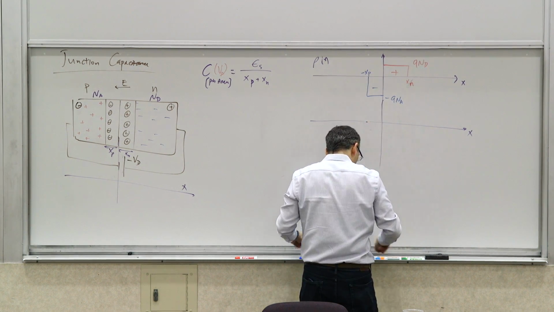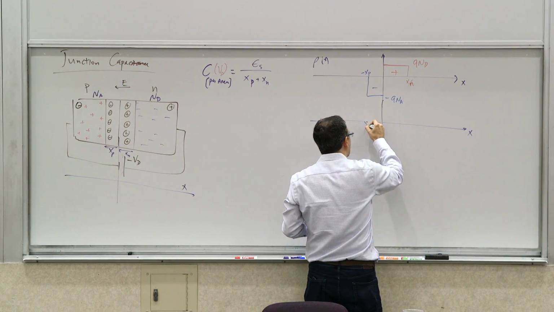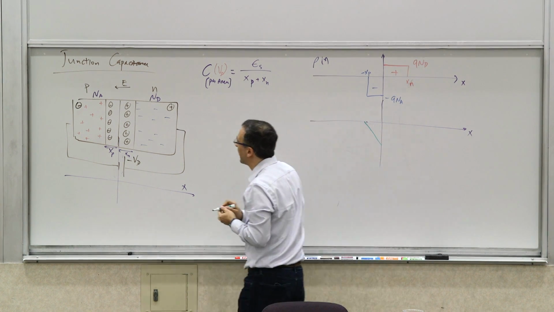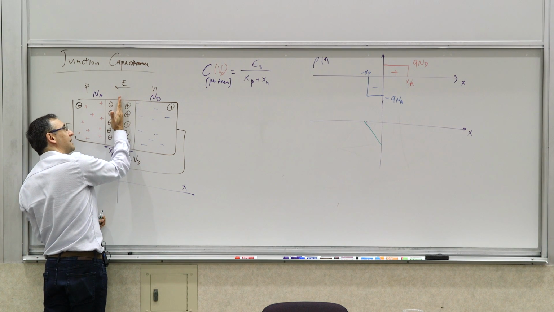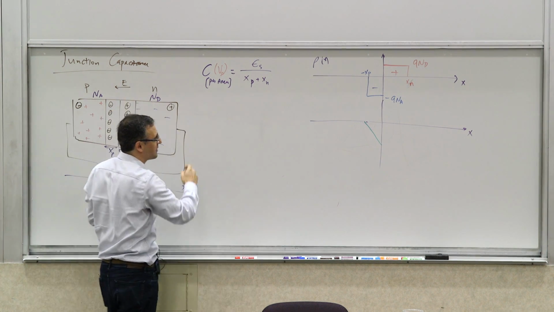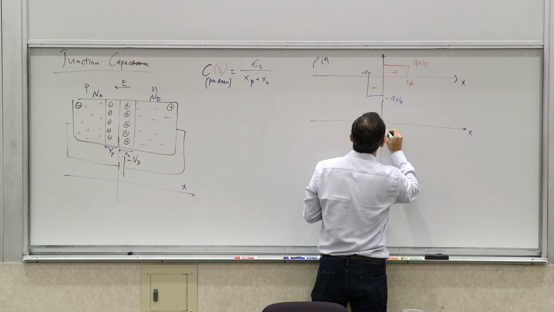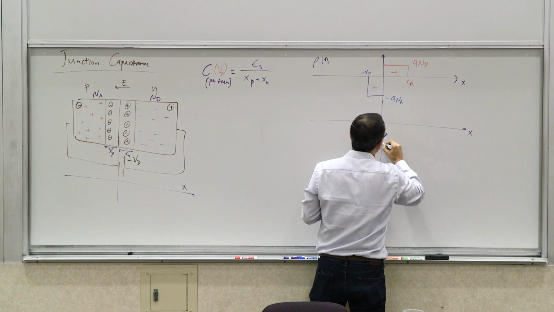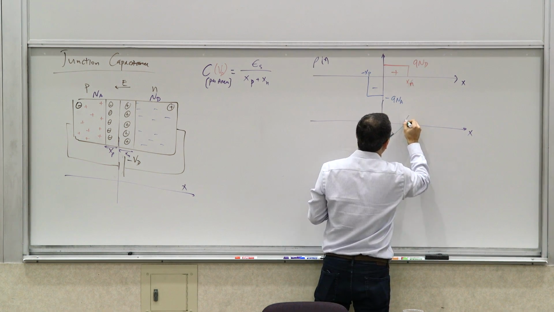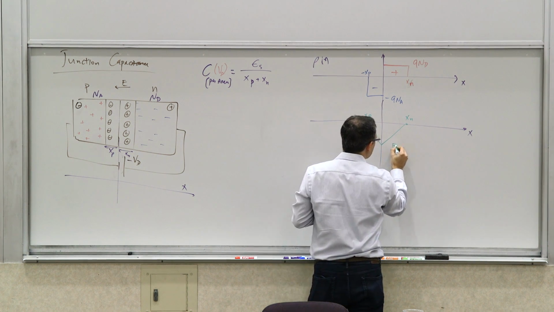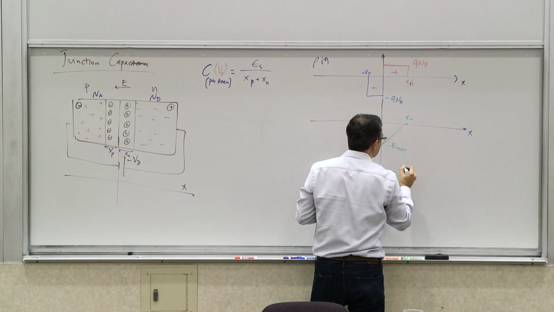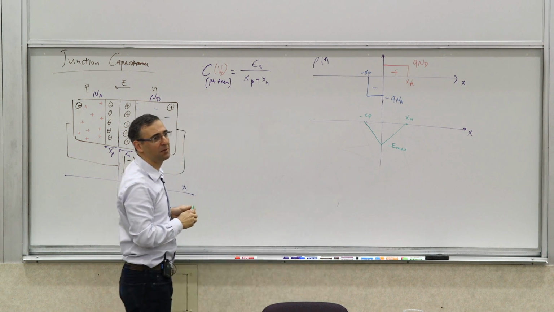Let's use a different color. So it will grow linearly, and obviously it's maximum here at the junction, because I have all of the negative charges on one side and all of the positive charges on the other side, and then it will go back to 0 at xn, and this is negative xp. Now the question is, what is this maximum, this Emax? What is this maximum electric field?